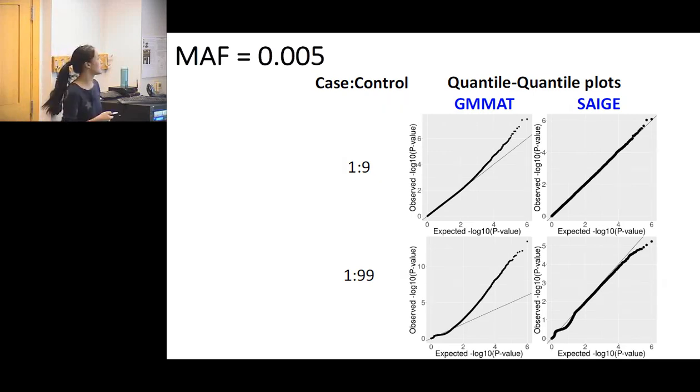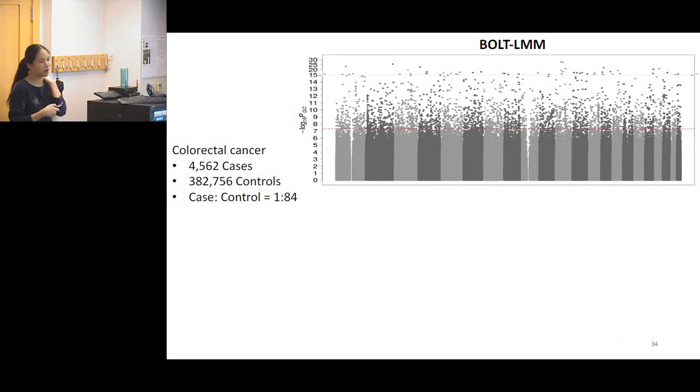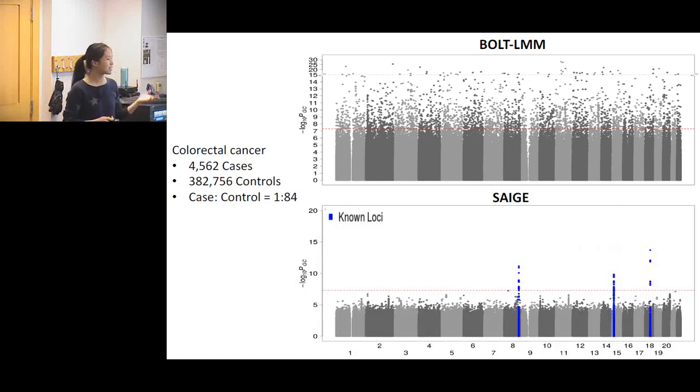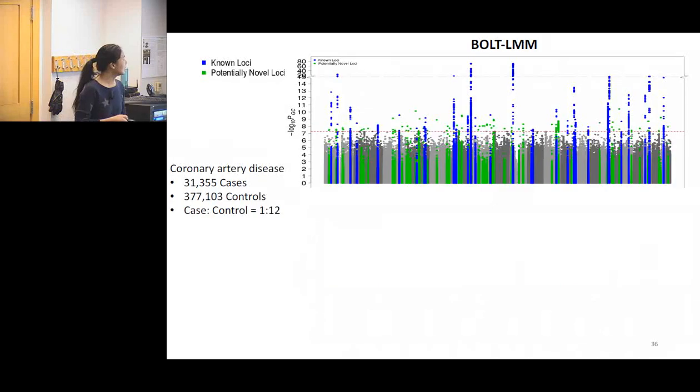So back to our problem, we see this messy Manhattan plot with lots of false positives for colorectal cancer in the UK Biobank. We apply SAIGE, and we see it's very clean and well corrected for the type 1 error rates. We have 3 significant signals, which were all previously reported by other GWAS. And then we randomly select other phenotypes.